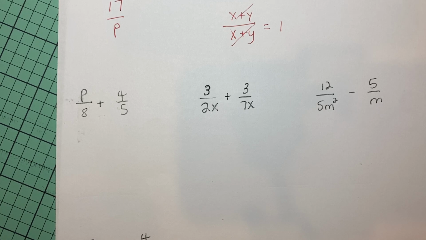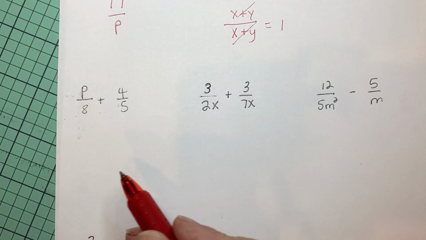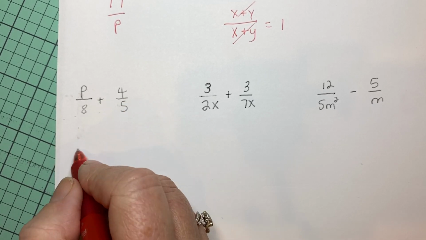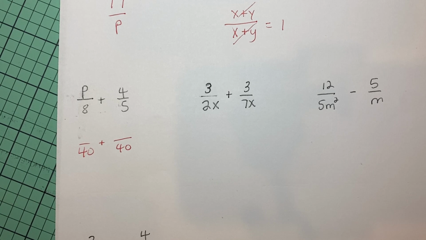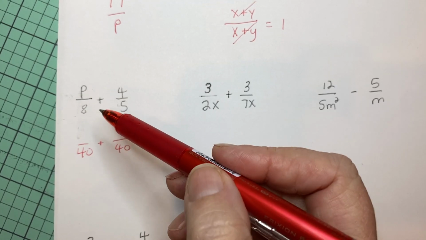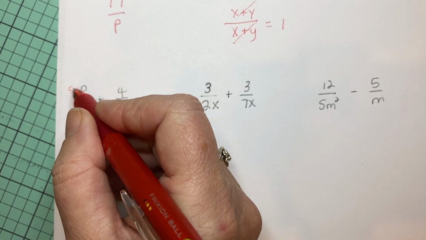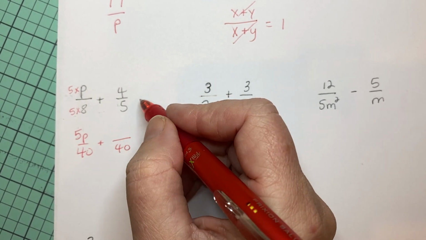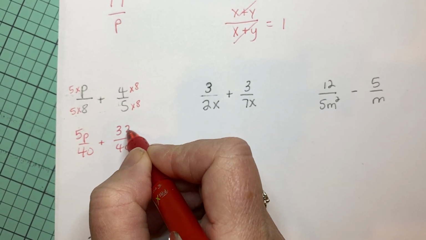Okay, this next one, we've got p over 8 plus 4 over 5. For our common denominator, we need an 8 and a 5, so we multiply those. 8 times 5 is 40. That's going to be our denominator, because we need an 8 and we need a 5. Then to get from 8 to 40, I would need to multiply by 5. So I have to do the same thing to the top. 5 times p is 5p. To get from 5 to 40, I'm missing that factor of 8, so I need to multiply by 8, and do the same thing at the top. 8 times 4 is 32.